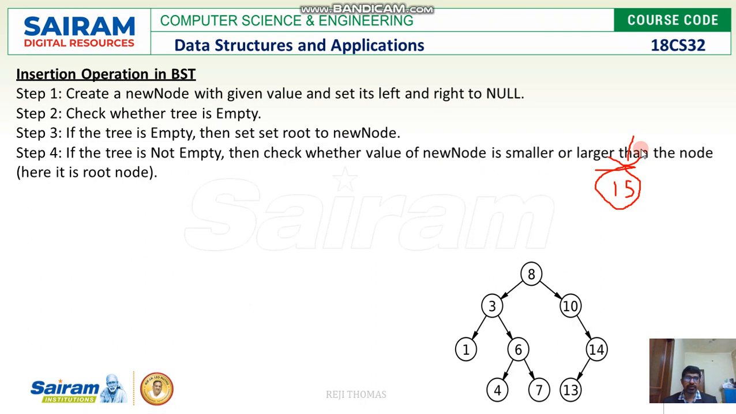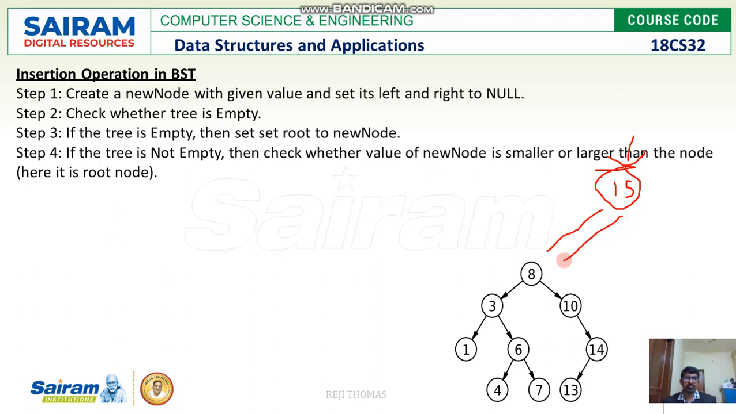If the tree is not empty, then check whether the value of the new node is smaller or larger than the node. I have to insert a node which has value 15, and this should be inserted at the right place. It's not like your binary tree. This has to be inserted at the right place. So what is the first thing? You have to compare the given value with the root.